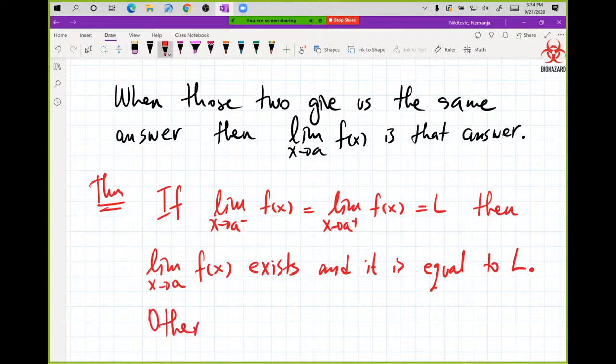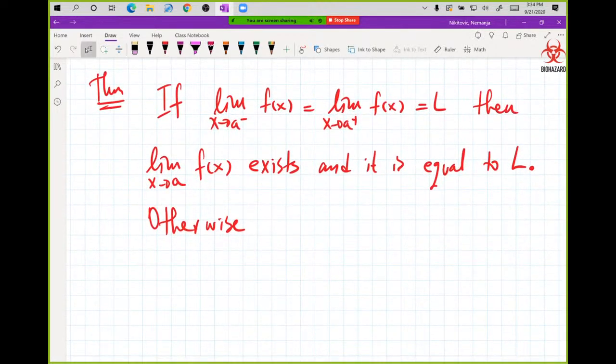Otherwise, meaning if they're not equal, the limit does not exist. That's it. So if the limit from the left and the limit from the right are the same value L, so they agree, then your limit is L. Otherwise, the limit does not exist.